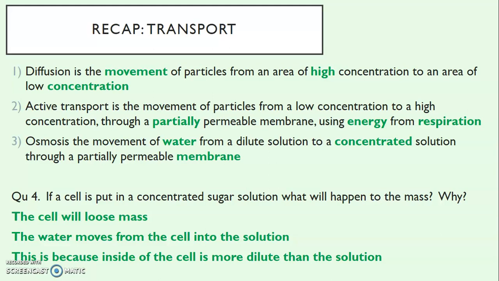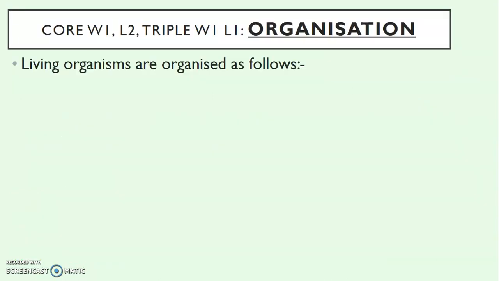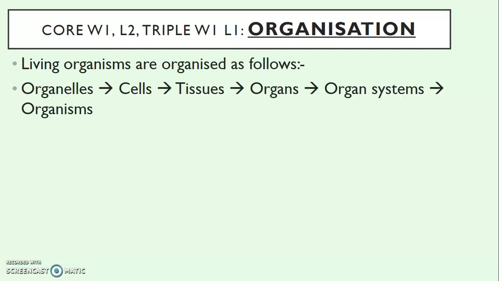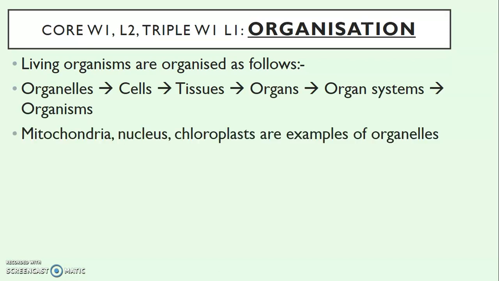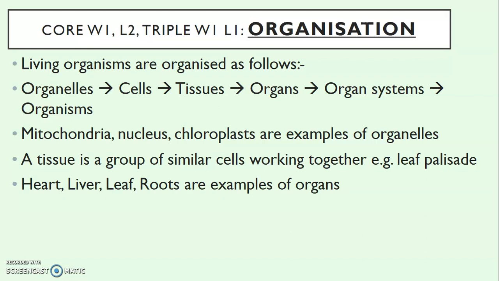So what we're looking at today is organisation. The facts that you need to know for this are as follows. So living organisms are organised in this order: organelles, cells, tissues, organ systems and organisms. Mitochondria, nucleus and chloroplasts are all examples of organelles. A tissue is a group of similar cells working together, for example leaf palisade, and then heart, liver, leaf and root are all examples of organs, and they are in your fact book as well.